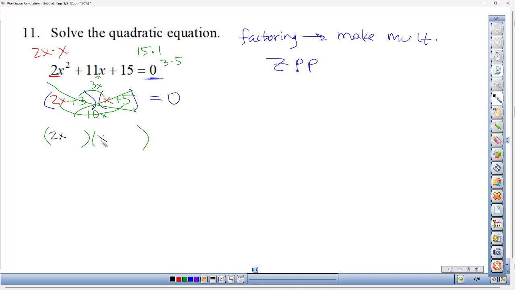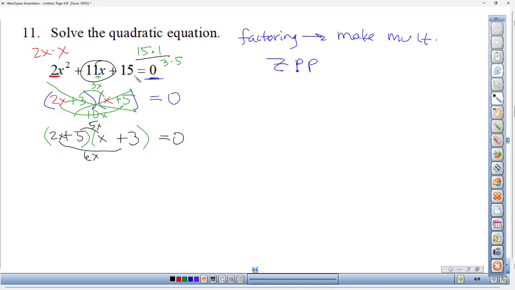Okay, so this is still going to be 2x and this is going to be x, but I'm going to switch spots. Let's put 5 here and 3 here. If this doesn't work, I will start using 15 and 1, but we're just going to guess and check. So let's see, what does this make? This would be 5x, and 2x times 3 would be 6x, and those do add up to an 11x. We found it, we found it.